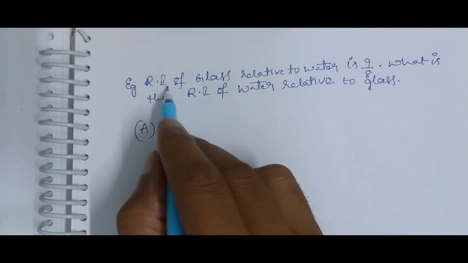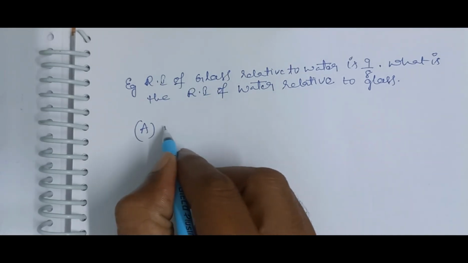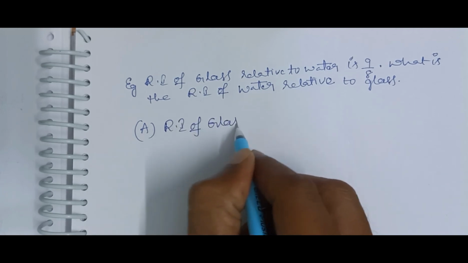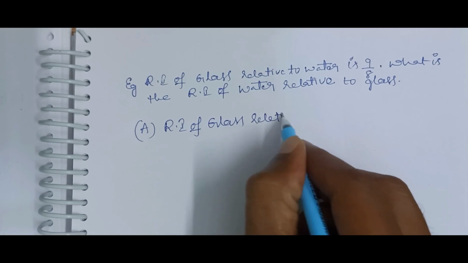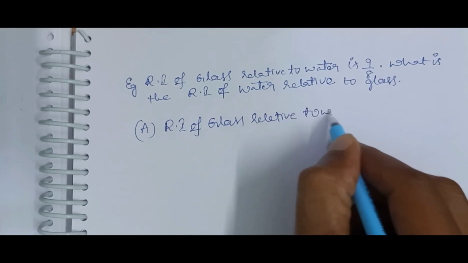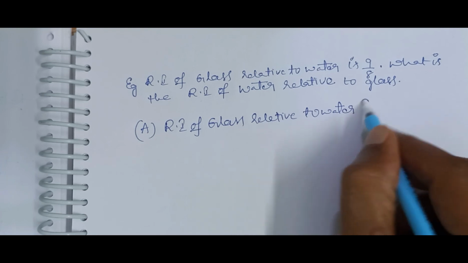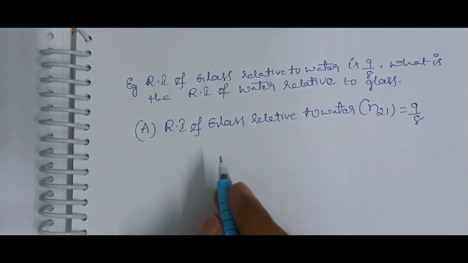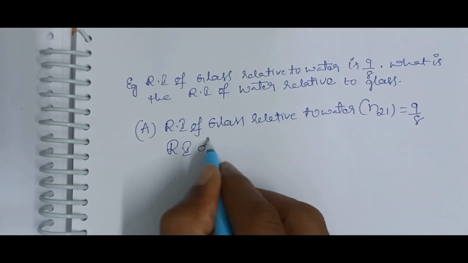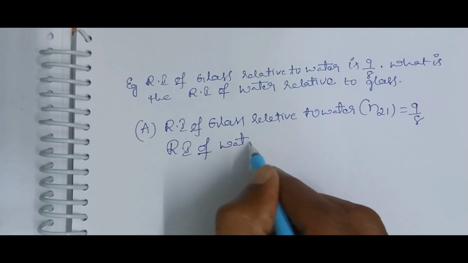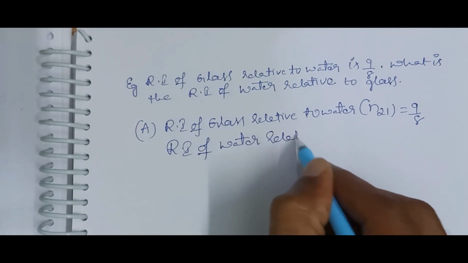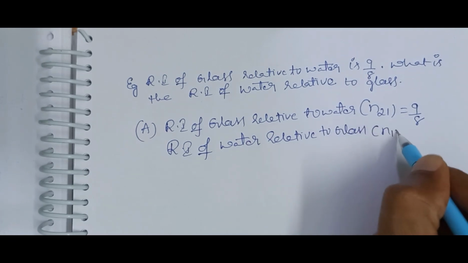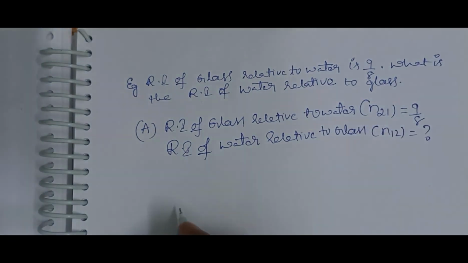Consider the refractive index of glass relative to water is taken as n21, which is 9 by 8. Then the refractive index of water relative to glass is taken as n12. It is the question mark. We want to calculate it.